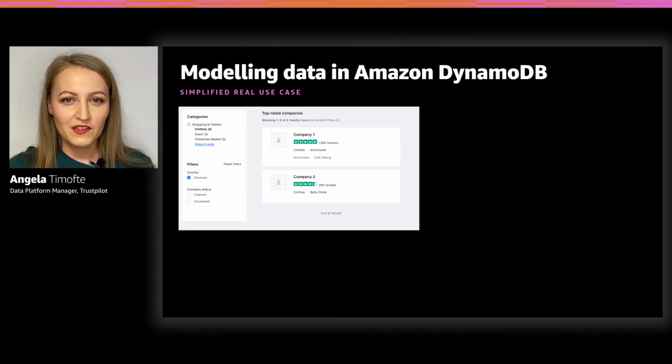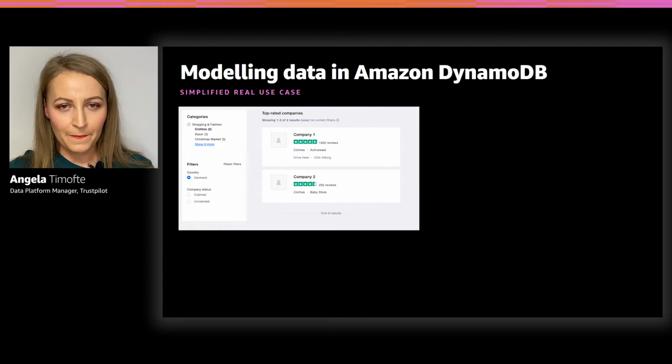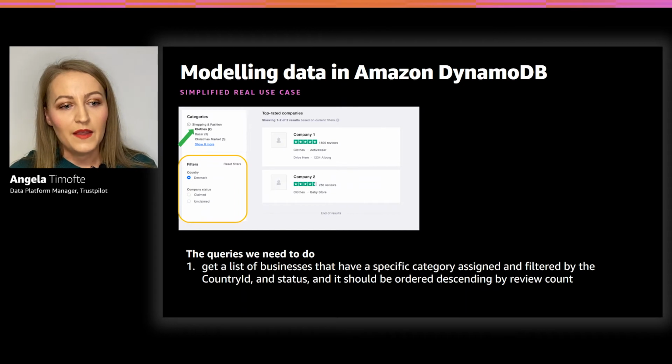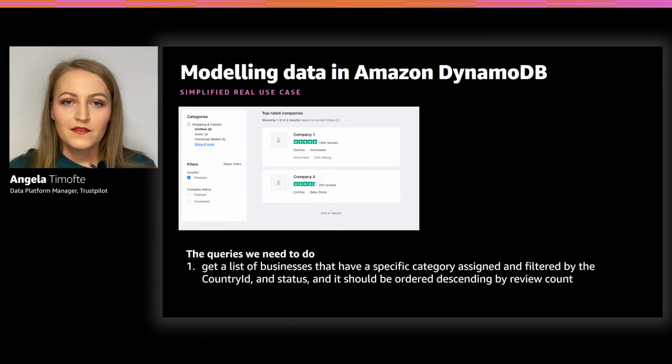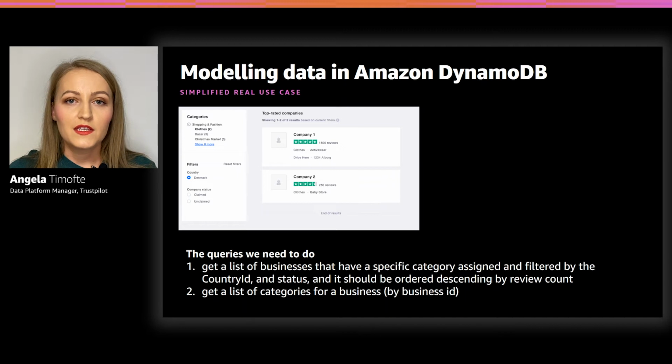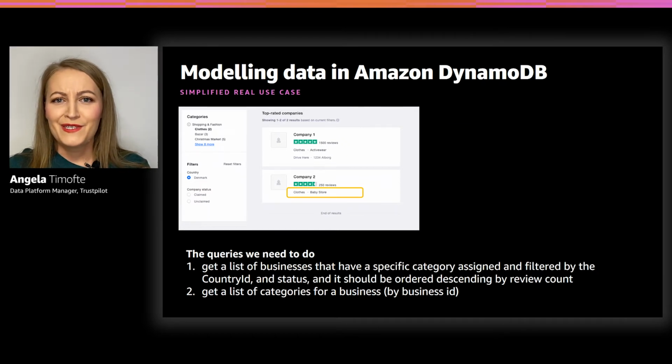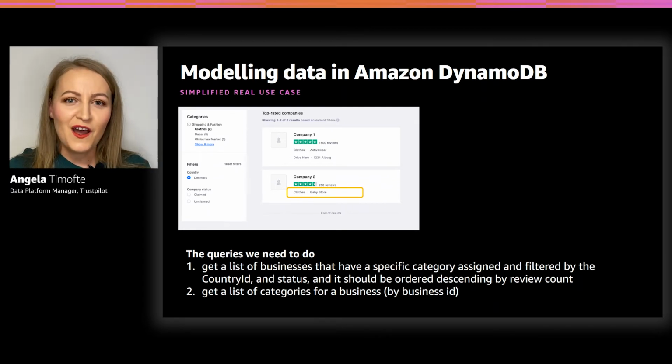When talking about modeling data in DynamoDB, the first thing that you have to do is look at the queries that you want to make. In our case here, the first query that I want us to make is to get a list of businesses for a specific category ID with a specific country and status, which can be claimed and unclaimed, and sorted by the number of reviews in descending order. Then the next query that I want us to make is to get a list of categories for a specific business. So this sounds quite difficult to do in a DynamoDB key value store, right? But let's see how we're going to do that.